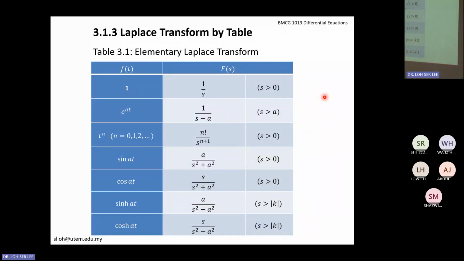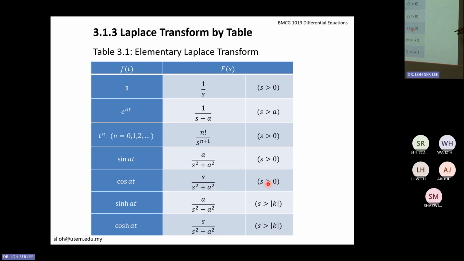This one is important because it is coming out in your midterm, final exam, quiz 2 and assignment. You will start to learn this in the next class. Just now with Laplace of 1, we got 1 over s with the assumption of s greater than 0. And for question b, e to the at, you get 1 over s minus a, and the assumption is s greater than a. And for the cos function, the last one, we get this, and s greater than 0 is the assumption.